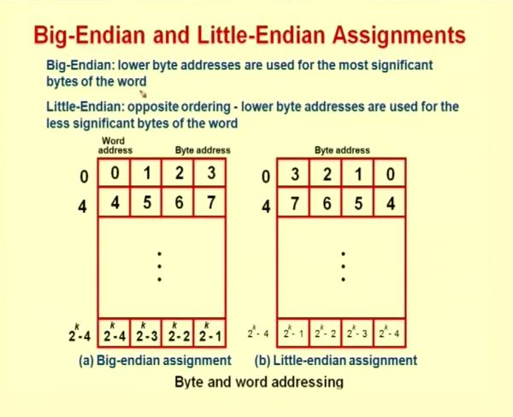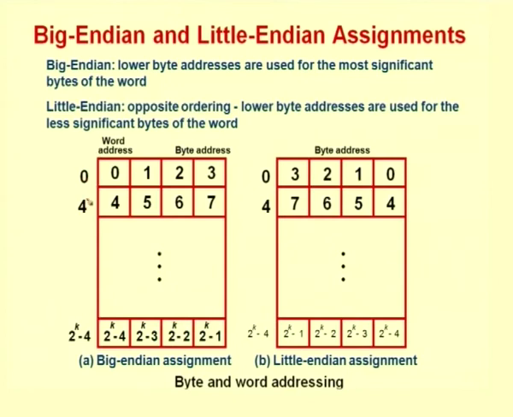If you look at it like this, this is the word that I have. Now, this is word address 0. So, the lower byte addresses are used for the most significant bytes of the word. So, this is my most significant byte in this word. So, byte address 0 is used for the most significant byte within this word. So, you will have addresses given like this: the byte address here will be 0, the address of this byte will be 1, this byte's address will be 2, this byte's address will be 3 and so on. And this word has an address of 0.